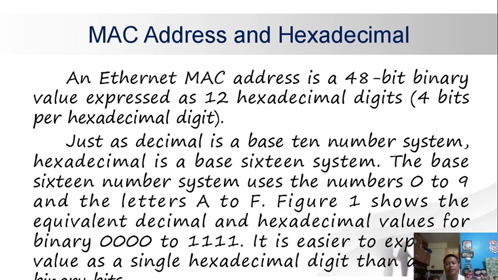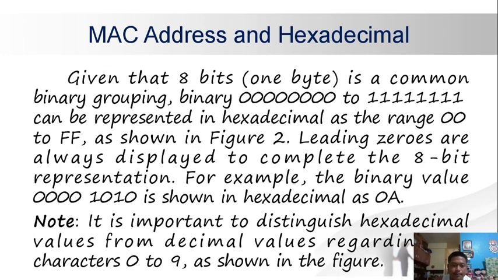MAC address and hexadecimal. An Ethernet MAC address is a 48-bit binary value expressed as 12 hexadecimal digits, 4 bits per hexadecimal digit. Decimal is a base 10 number system. Hexadecimal is a base 16 system. The base 16 number system uses the numbers 0 to 9 and the letters A to F. Figure 1 shows the equivalent decimal and hexadecimal values from binary 0000 to 1111. It is easier to express a value as a single hexadecimal digit than as 4 binary bits.